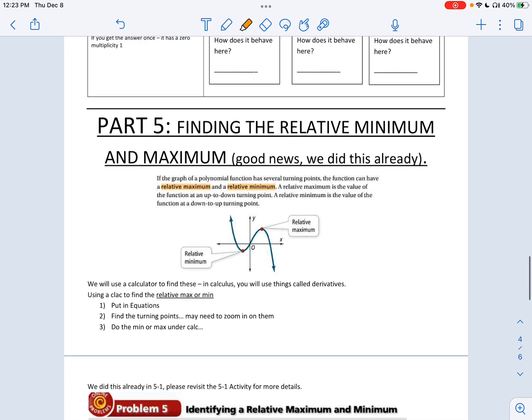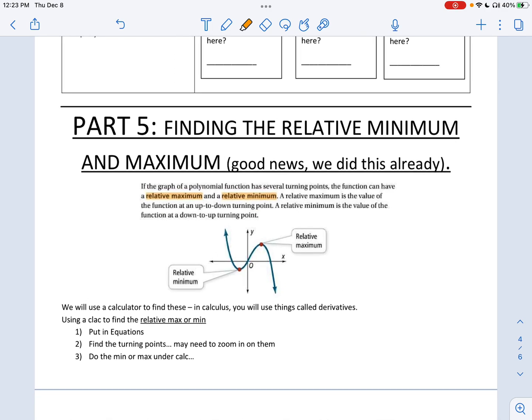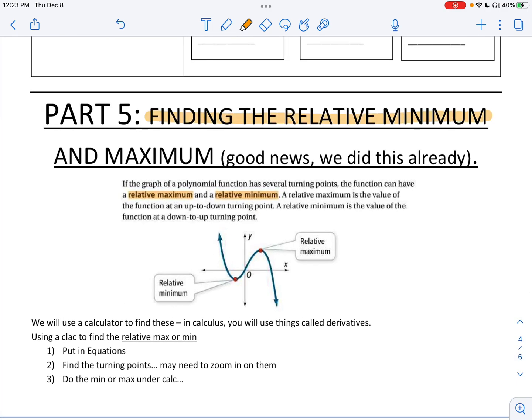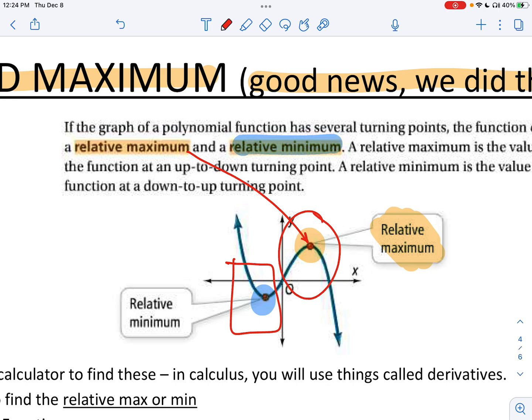Let's take a look at part 5 because it's going to be short and sweet and to the point. Part 5 is finding the relative minimum and maximum. Good news, we already did this. See this max right here that I highlighted in orange? Everybody see that? That's just a relative maximum. In other words, relative to this area, it's the max. And then you see this minimum that I'm going to highlight in blue. That's called a relative minimum, because relative to this area, it's the bottom point.